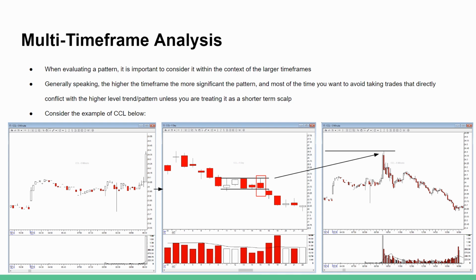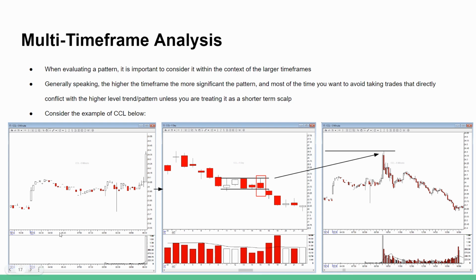So when you are taking these intraday trades, you want to, quote-unquote, check your mirrors before taking the trade, right? You want to glance at what the higher level time frames are doing before getting into a trade. And I've chosen this set of charts of CCL because I think it perfectly highlights why multi-timeframe analysis is important and how it can really save you a lot of pain.